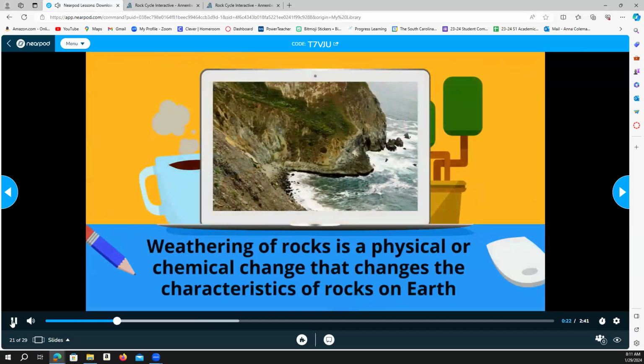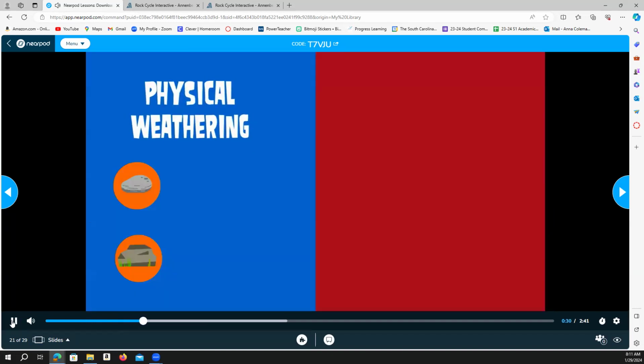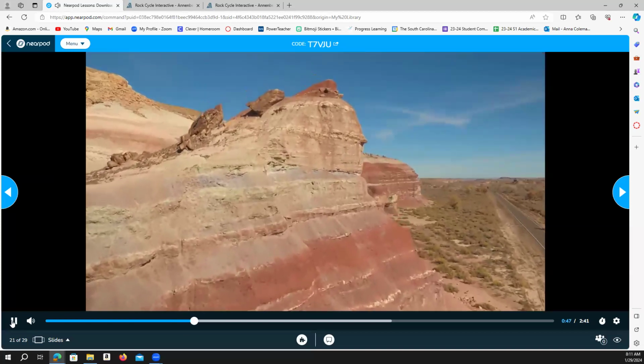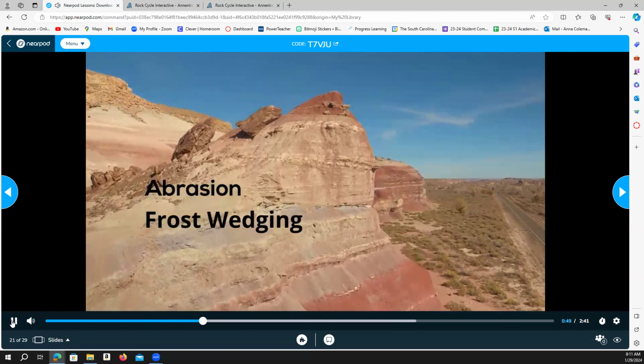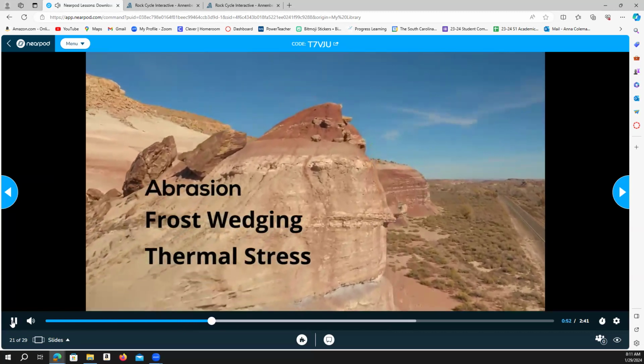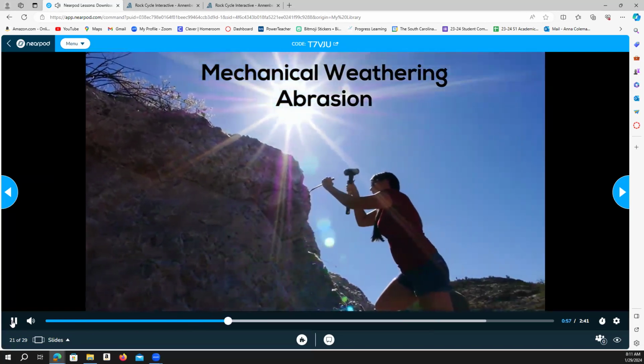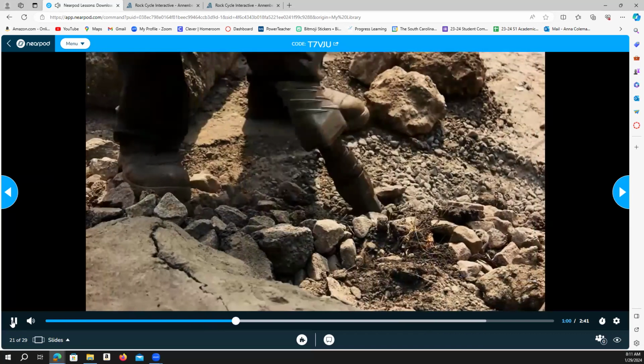Weathering of rocks is a physical or chemical change that changes the characteristics of the rocks on Earth. There are two major types. Physical weathering, which involves breaking rocks into smaller fragments caused by environmental factors, and chemical weathering, which are changes that involve rocks being changed into new substances or minerals chemically. Let's look at three major types of physical weathering: abrasion, frost wedging, and thermal stress. Abrasion is mechanical scraping and can be caused by several factors. Basically, these factors just break the rock apart.